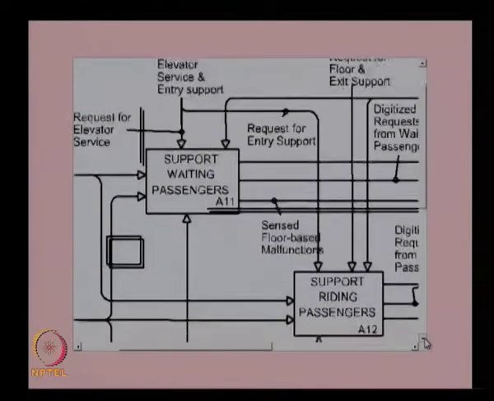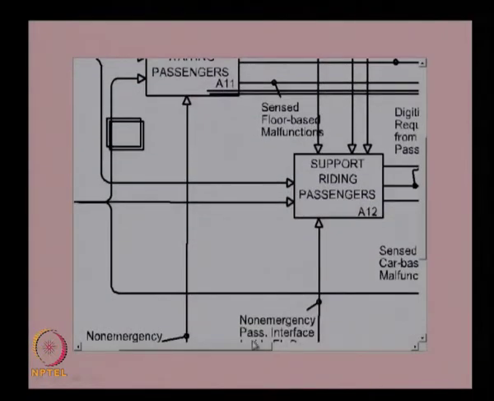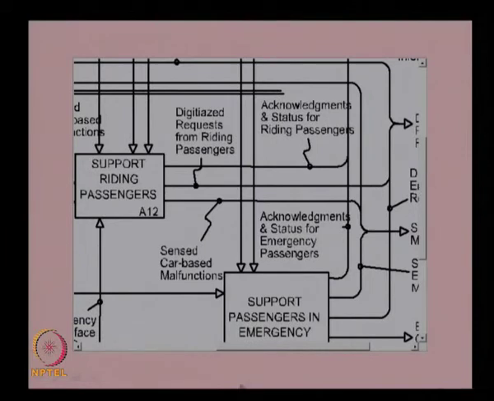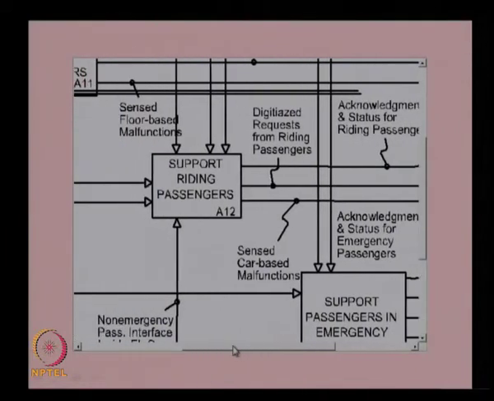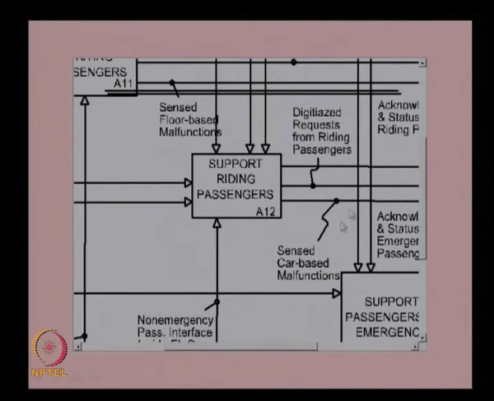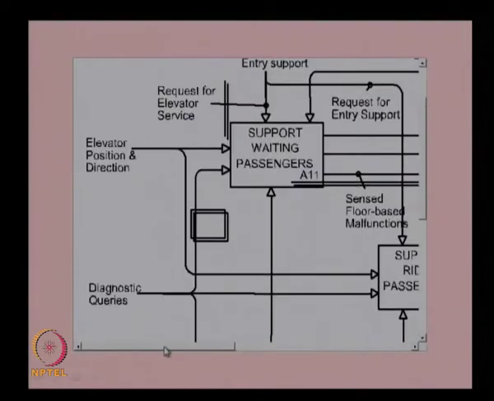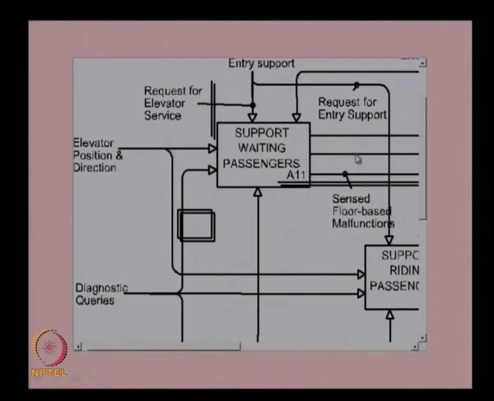Similarly, you can actually say the acknowledgement and status for riding passengers is coming from this function. So both the functions, the support waiting passengers function and the support riding passengers function, are using the request for entry and exit support signal and converting that into digitized output.